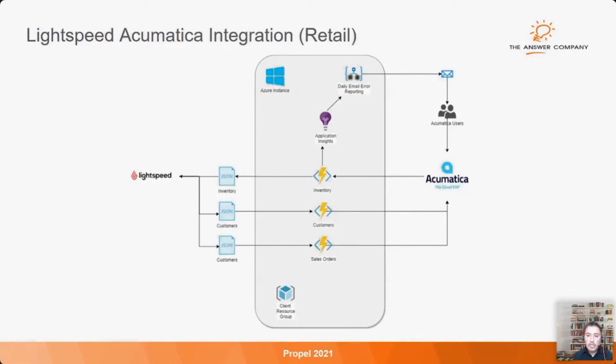The other integration I would like to briefly highlight is a retail integration for Lightspeed. Here are the foundational components for the integration on the retail side of things. As you can see on the diagram, the inventory integration is from Acumatica to Lightspeed, and then the customers and the sales orders are synced back into Acumatica.